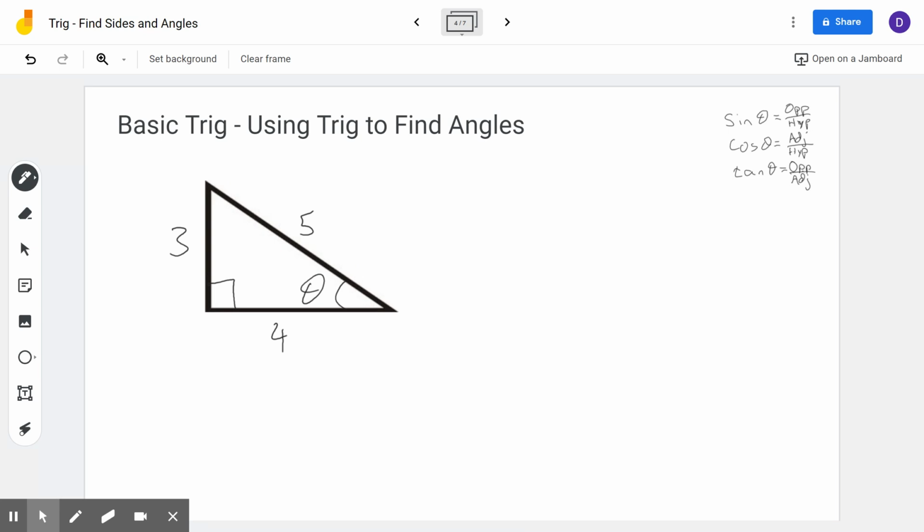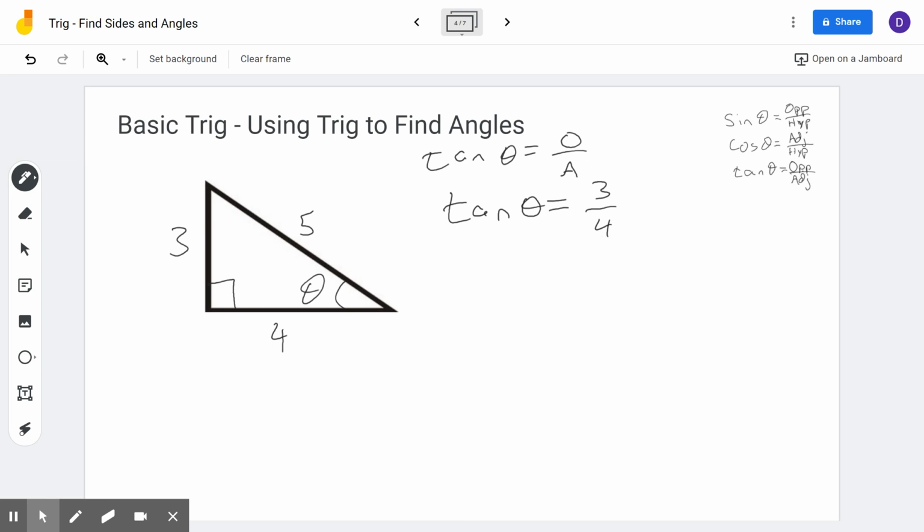Well, let's choose a ratio. You can use either ratio, but either way you want to get theta. Let's do tangent, okay? So the tangent of theta is opposite over adjacent. Well, my opposite side is 3, and my adjacent side is 4, okay? So the tangent of theta is going to be 3 over 4. Now, I want to solve for theta.